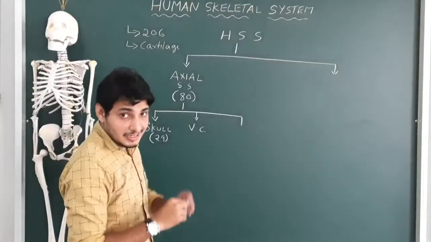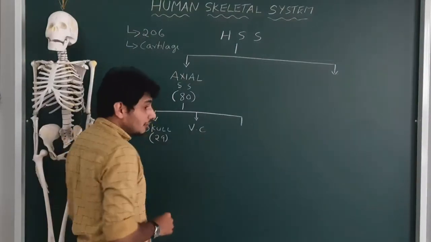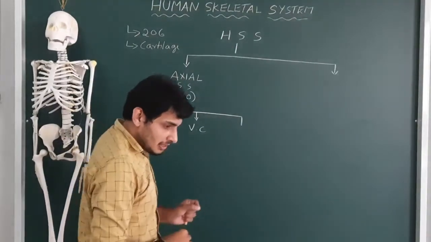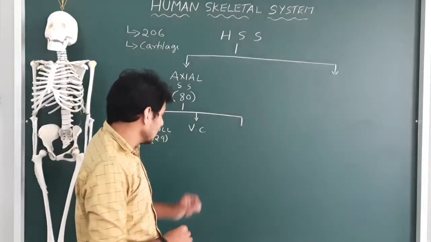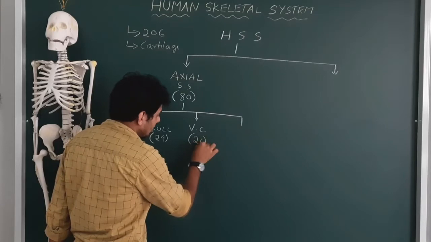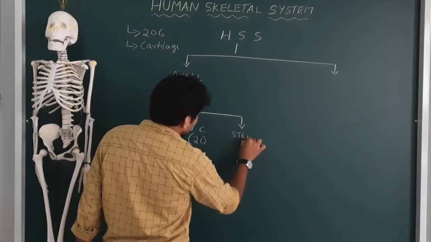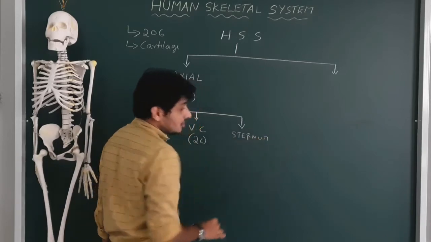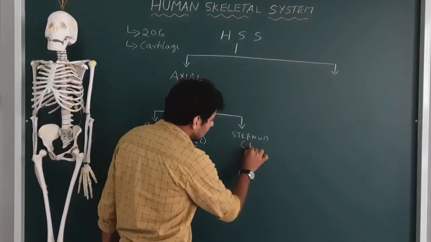How many vertebral columns are there? Normally one, but it is made up of different vertebrae. In adults it actually varies. In children the total number of vertebrae is 33, whereas in adults it is 26. So let me write 26. Next one, let me write here, is the sternum. It is a single sternum, but still the sternum has three parts. I'm going to tell you that. So the sternum is only one.